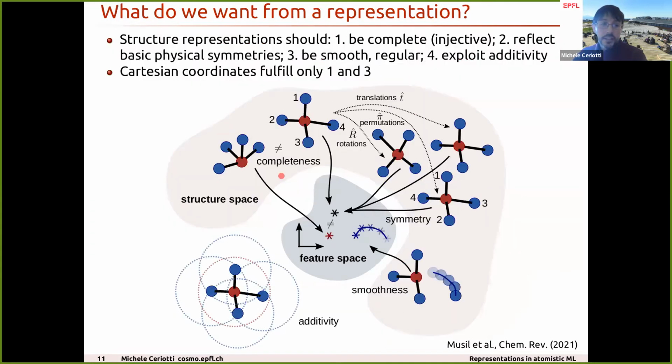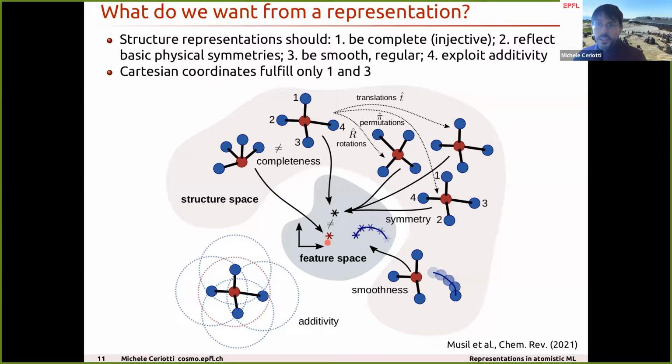When you think about it, there are a few requirements that make very much sense and that have been incorporated in pretty much all of these frameworks. Some of these requirements seem to be pretty obvious. For instance, you want the mapping between structures and features to be complete, or, more mathematically precisely, we want this mapping to be injective. We want that if two structures are distinct, they should be mapped to different points in feature space.